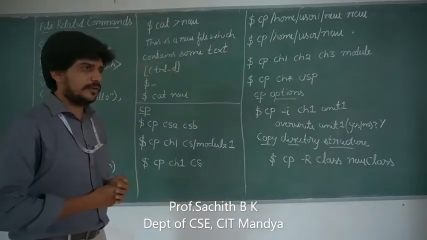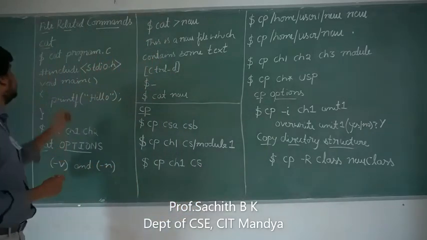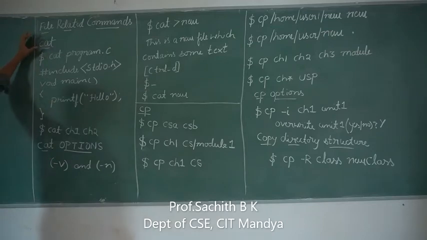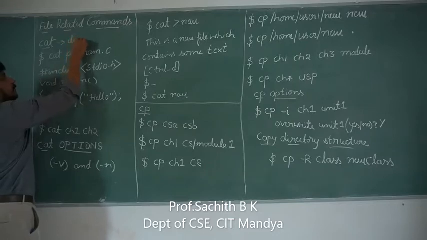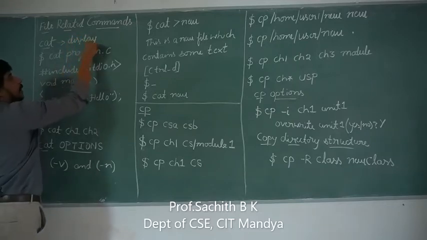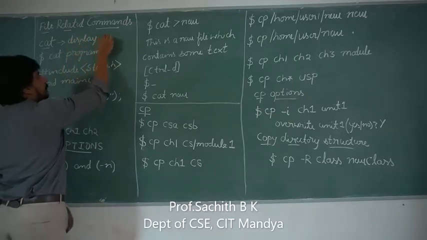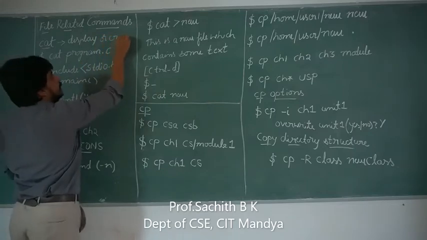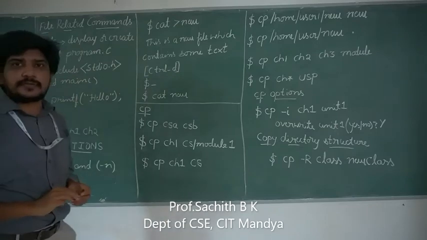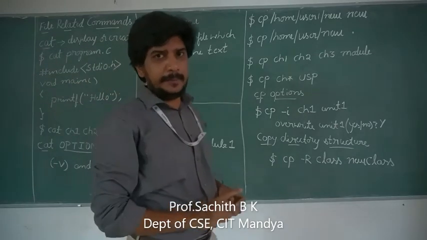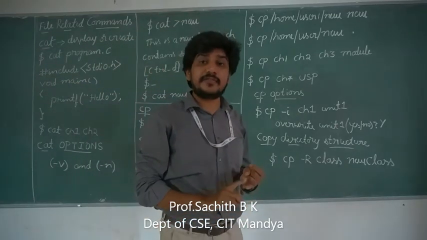Now we shall see the commands one by one. The first file related command is the cat command. What does this command do? The cat command helps you to display the contents of a file, or it also helps you to create a file. So the cat command has two main uses. The first use is that it helps you to display the contents of a file.